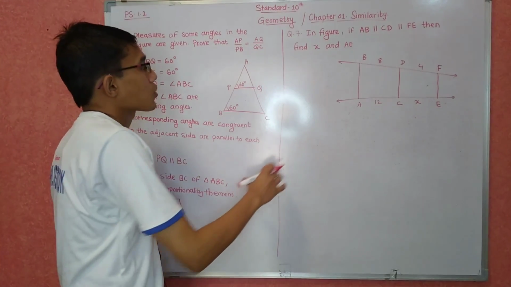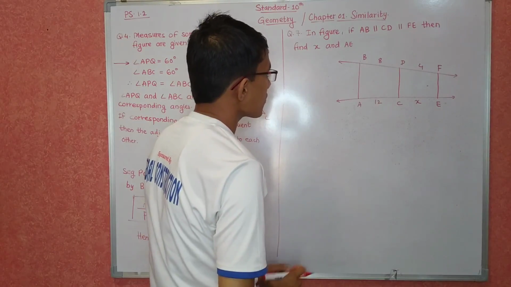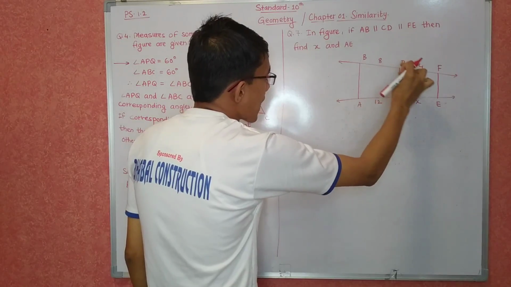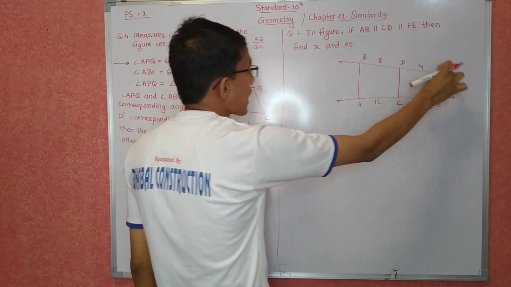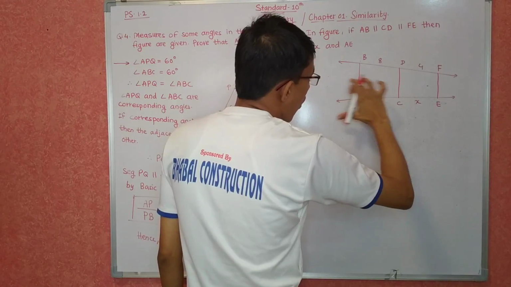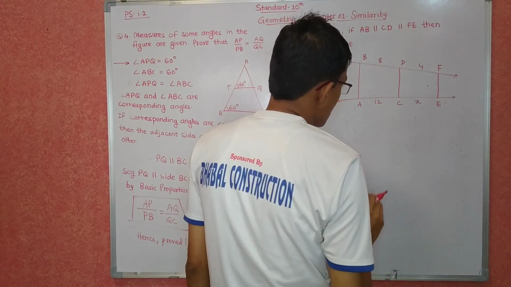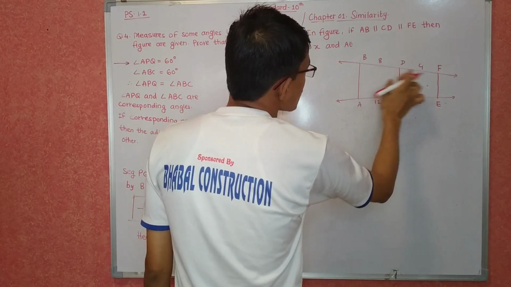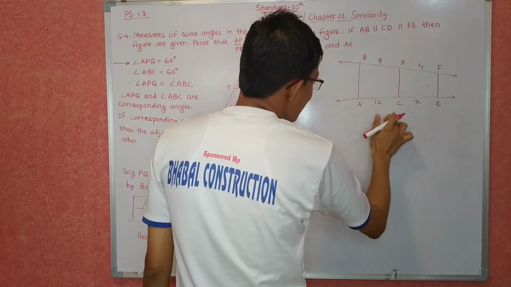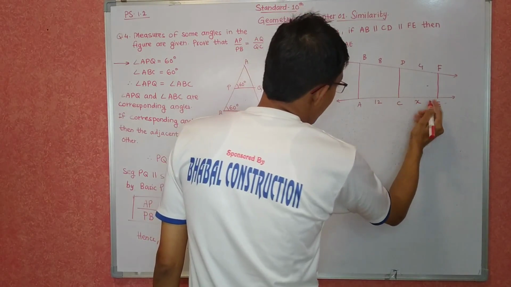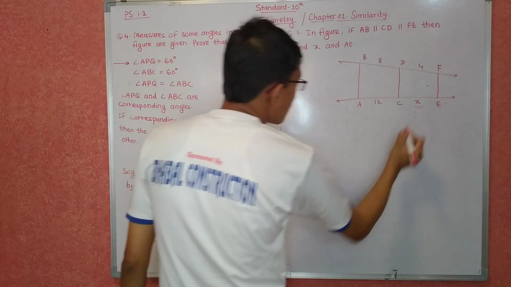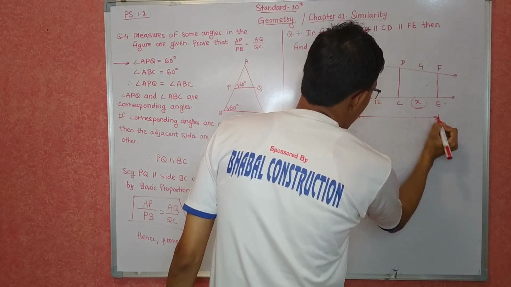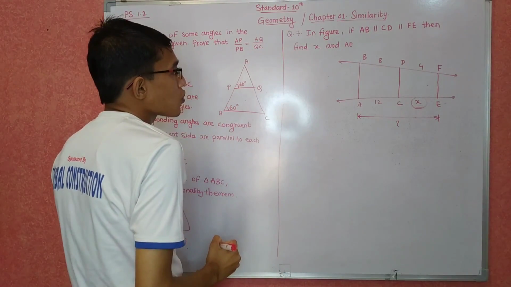Now I will head towards the other question, that is question number 7. You can see this figure. In this figure, AB is parallel to DC and DC is parallel to FE. That means all these three lines are parallel to each other. Okay, the dimension of BD is given, that is 8, dimension of DF is 4, AC is 12 and CE is given as X. So we have to find the value of this X and the complete dimension of AE.